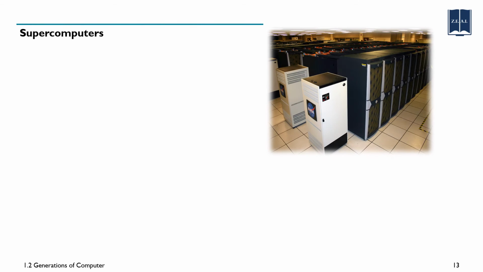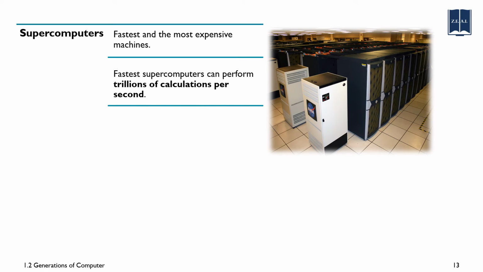Supercomputers. Supercomputers are the fastest and the most expensive machines. They have high processing speed compared to other computers. The speed of a supercomputer is generally measured in flops, floating point operations per second. Some of the fastest supercomputers can perform trillions of calculations per second.